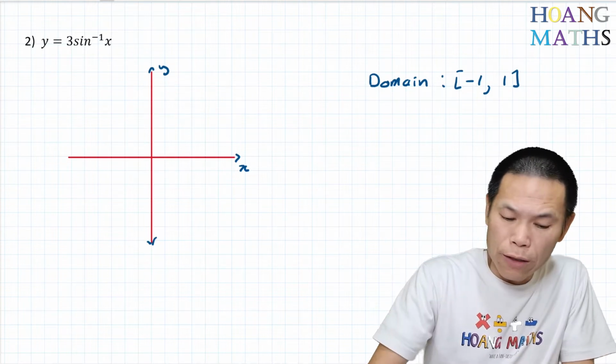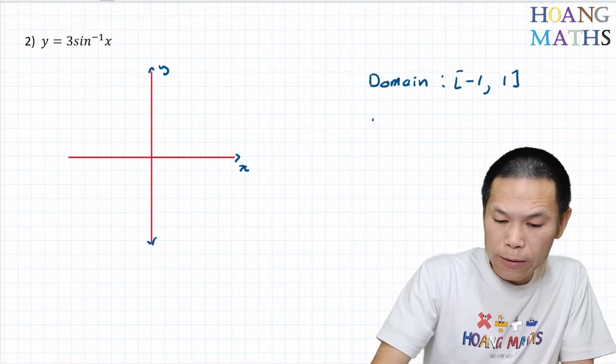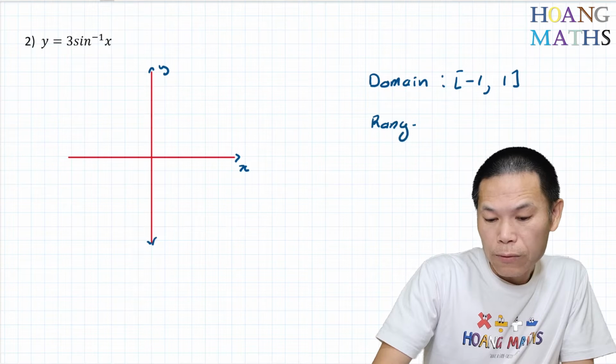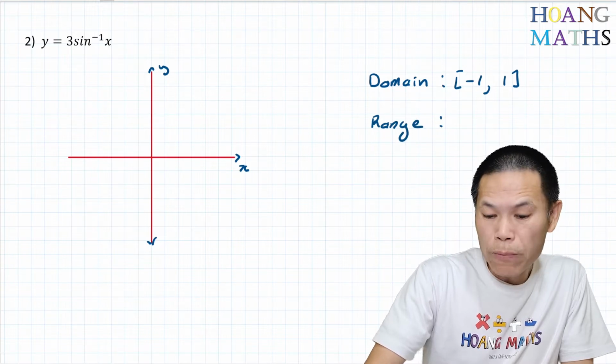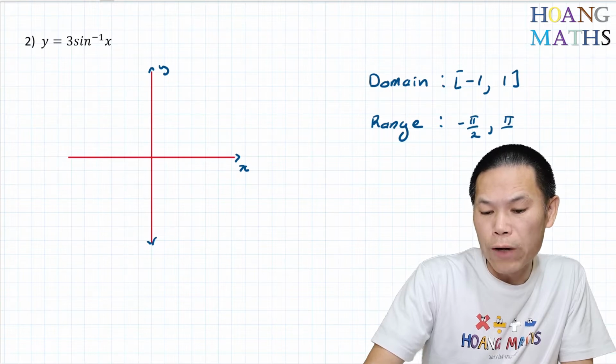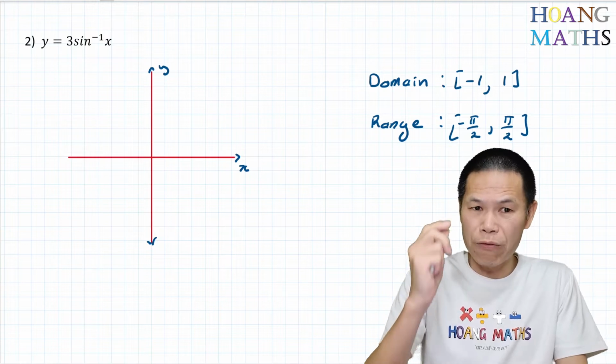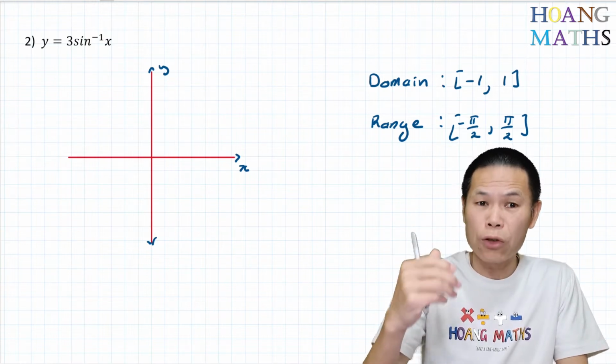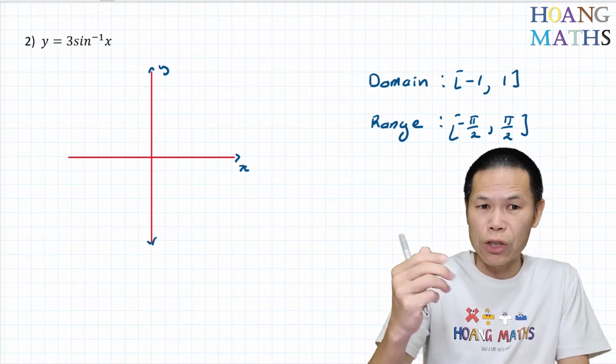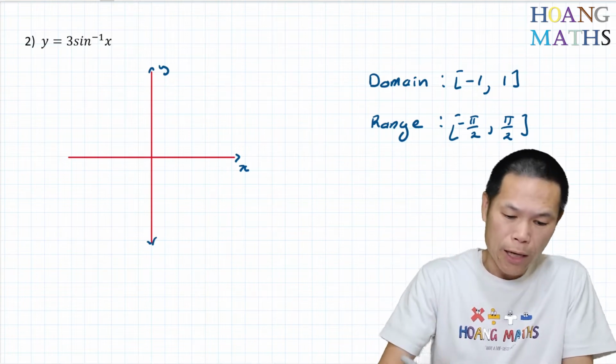And the range for the inverse sine of x is between -pi over 2 and pi over 2. Okay, so please don't forget, okay? Keep that in mind for me. Very important for range and domain for the inverse trigonometry function. And we need to know all of those, yes?